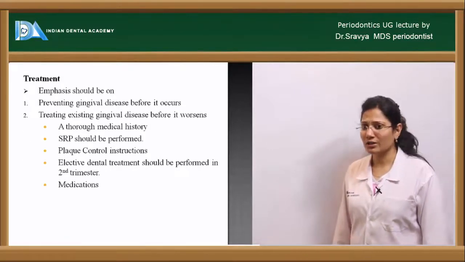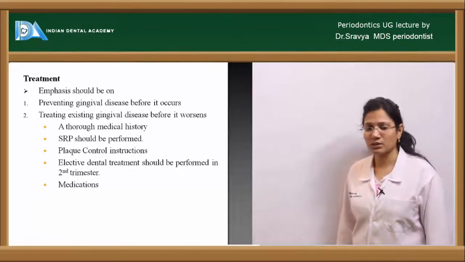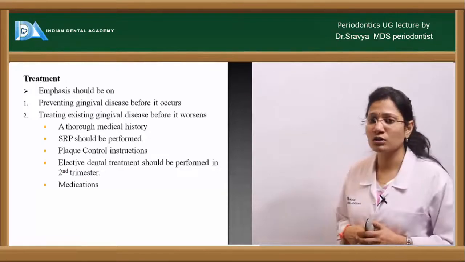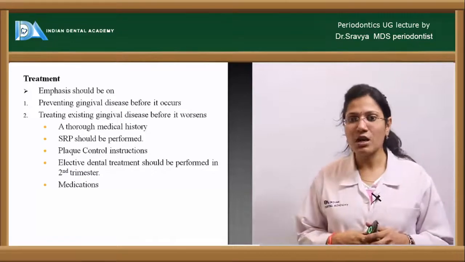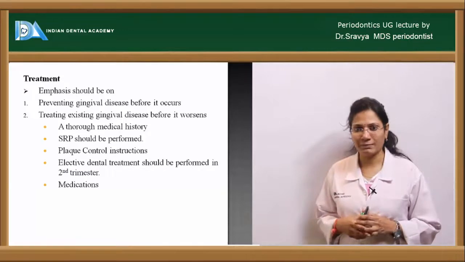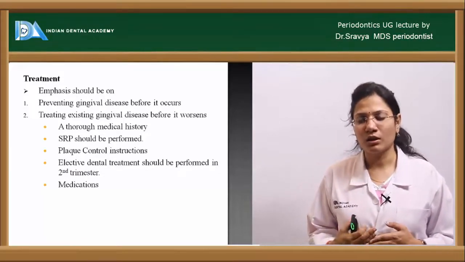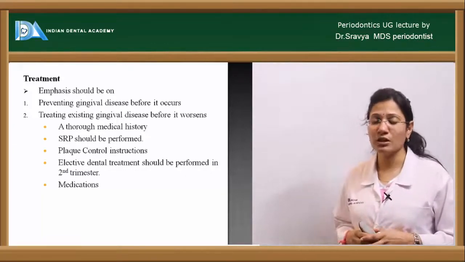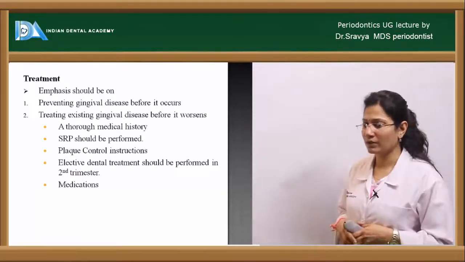The first line of treatment should emphasize preventing gingival diseases before they occur. So if the patient comes to you, they have to go for dental counseling before they plan for a family. You have to counsel the patients, telling them the ill effects, or the betterment, of maintaining oral hygiene and getting a prophylaxis and treatment done much before they go ahead with family planning.